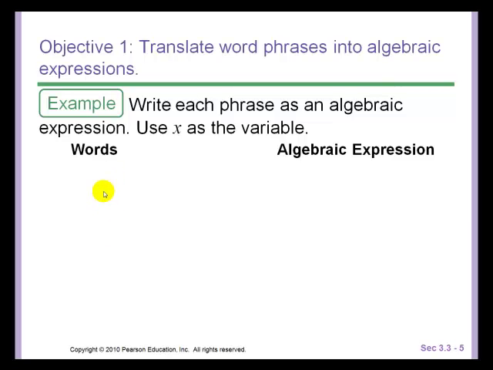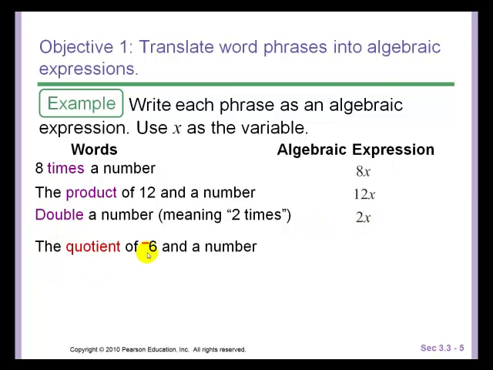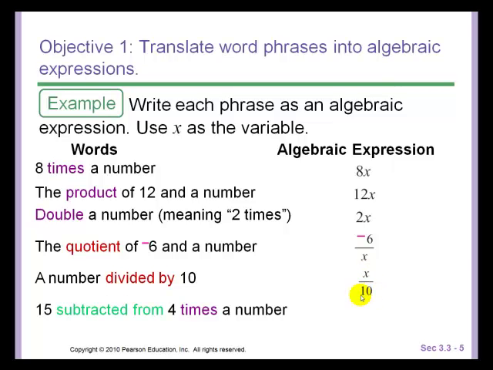Some additional words and expressions. 8 times a number is 8 times x, or 8x. The product of 12 and a number is 12 times x, or 12x. Double a number means 2 times, so 2 times x. The quotient of negative 6 and a number is negative 6 divided by x. A number divided by 10 is x divided by 10.